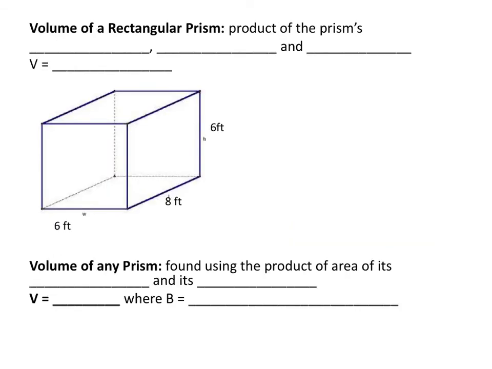Using that information, we can construct a formula for the volume of a rectangular prism. It is the product of the prism's length, width, and height. In other words, volume is equal to length times width times height.